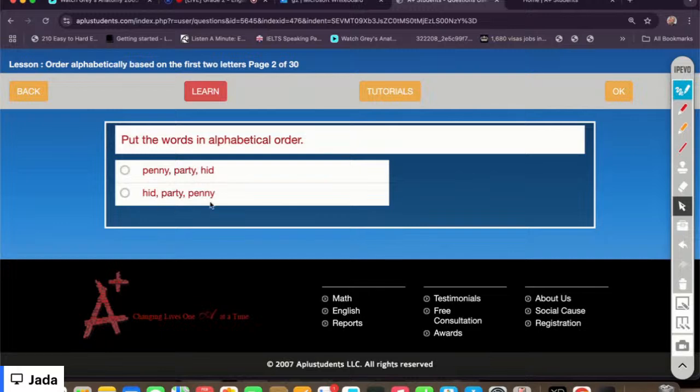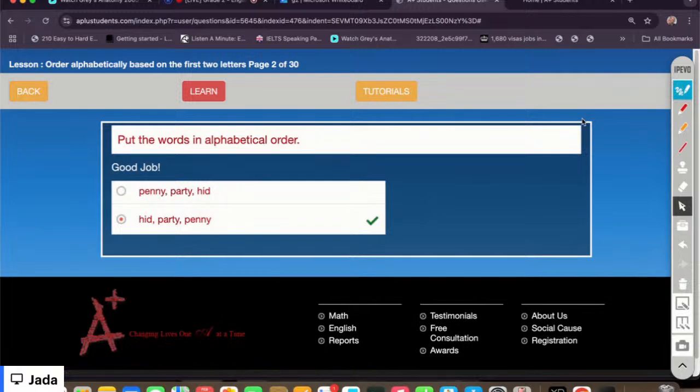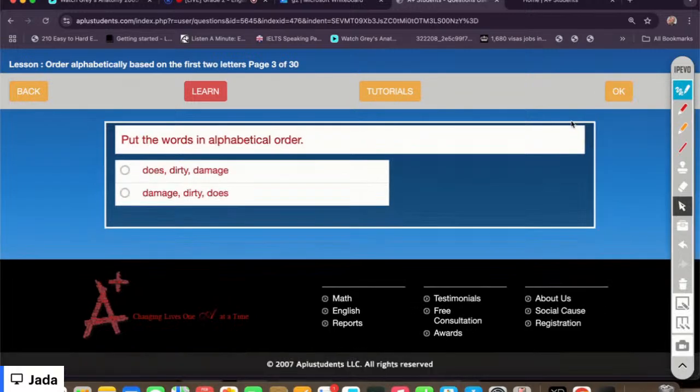So we have penny and party with P, and hide is different. So hide will come first, and then we have party, and we have penny. So we have does, dirty, and damage. What is the right order for this?